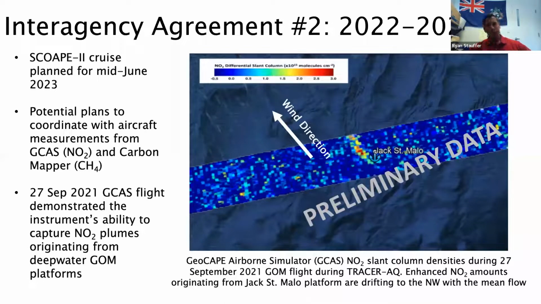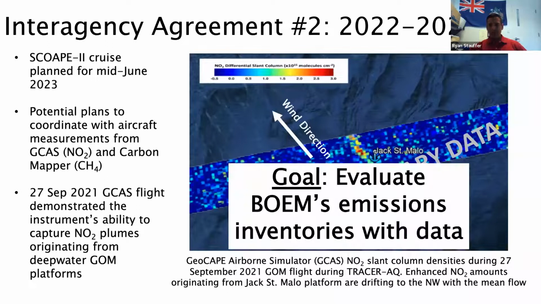So that was also, I think, encouraging to see, that we should be able to use ground-based measurements, the aircraft measurements, and OMI, TROPOMI, and TEMPO to really get a good view at what NO2 emissions and the NO2 inventory really looks like over the Gulf of Mexico. And next slide. This is really the overarching goal: to evaluate BOEM's emissions inventory with various data sources, not just satellite data, but also aircraft and in situ and ground-based remote sensors as well. So I think that's all we have. And thank you for your time.